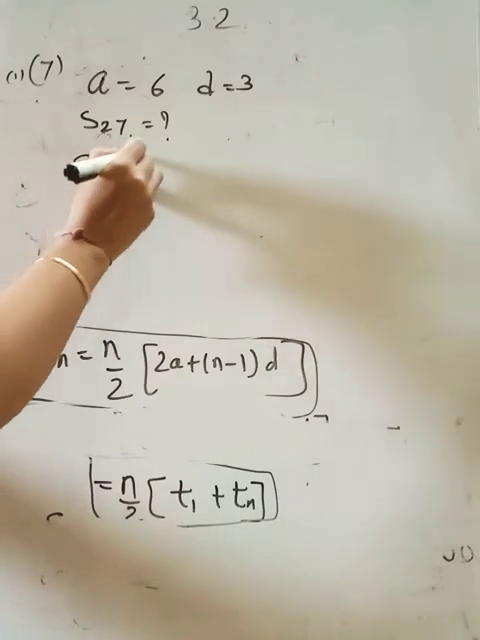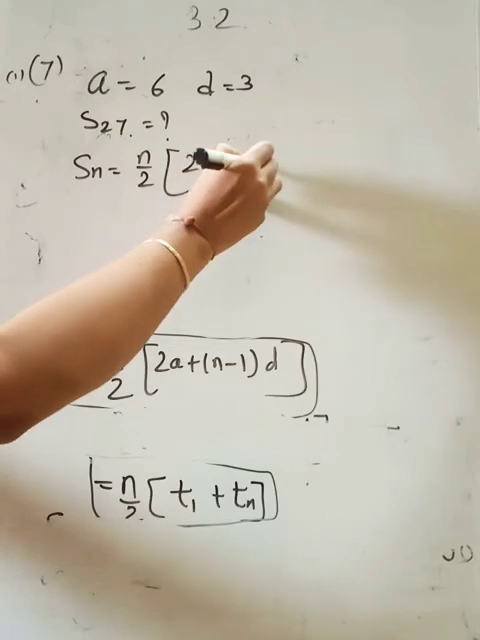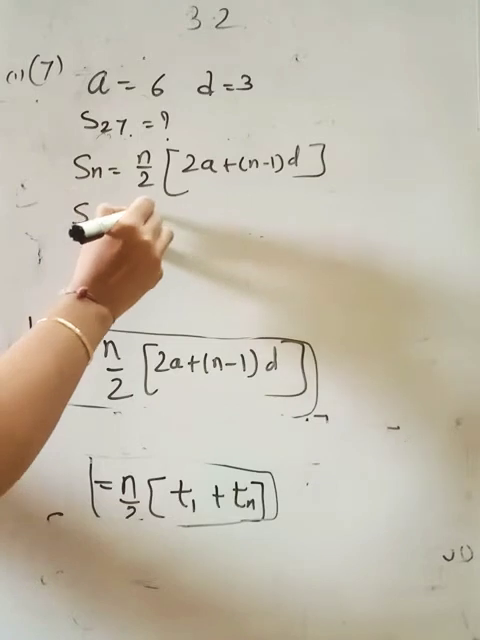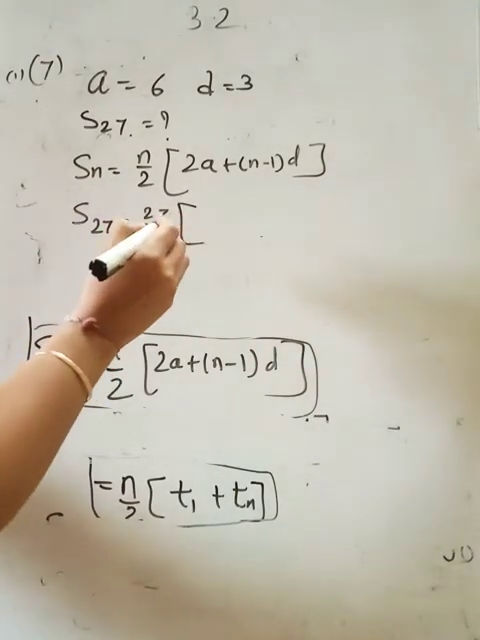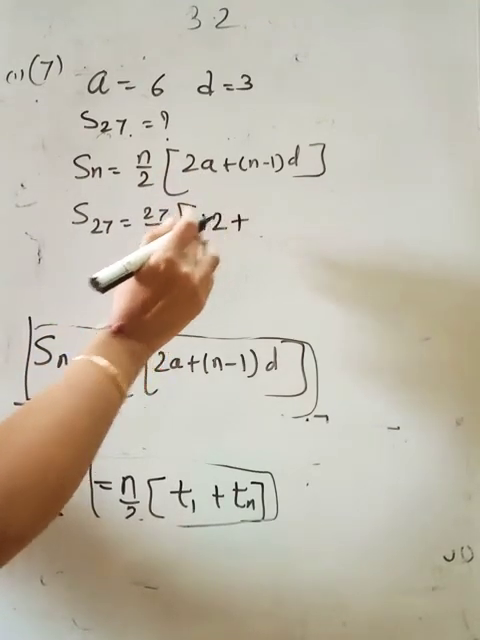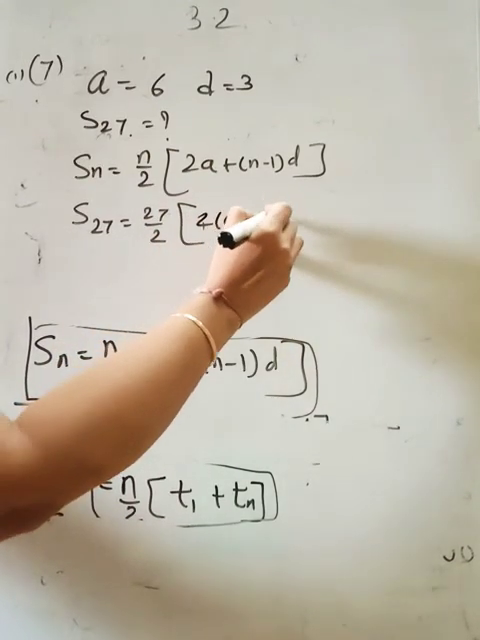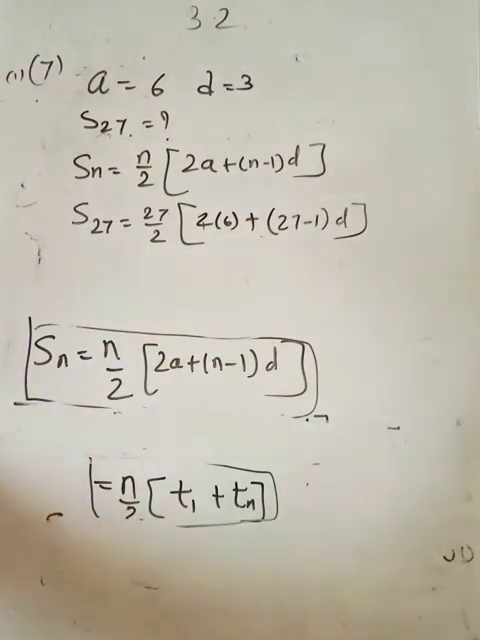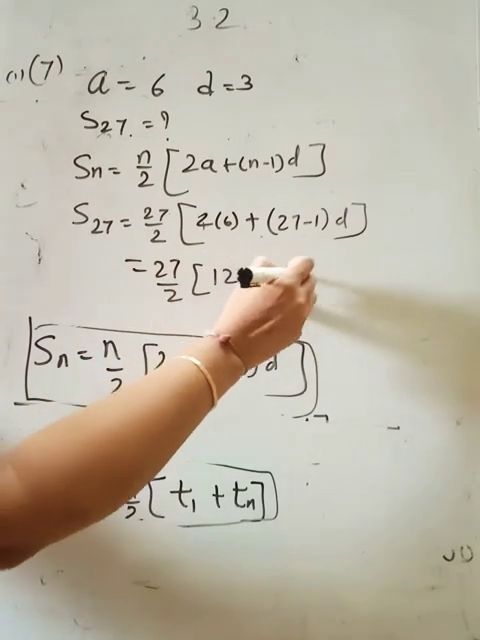First of all, write down the formula. Sn is equal to n upon 2 in the bracket 2a plus n minus 1 into d. So S27 will be 27 upon 2 in the bracket. Now 2 into 6, directly I can write down 12. If you want, you can write down 2 into 6 plus 27 minus 1 into d. So you will be having 27 upon 2, 12 plus 26 into d.